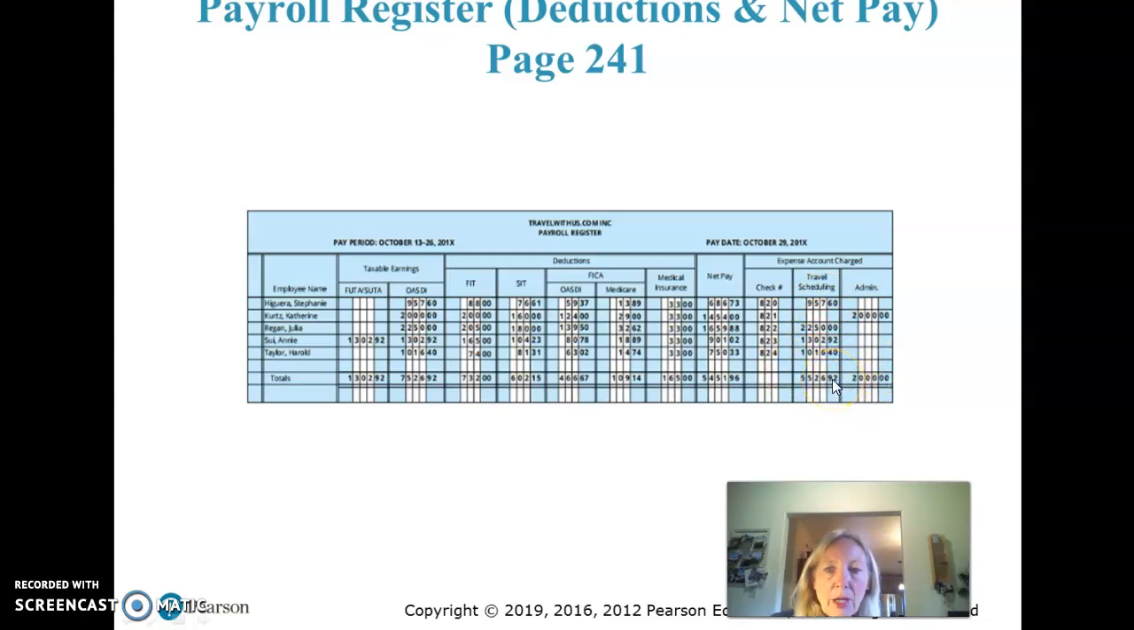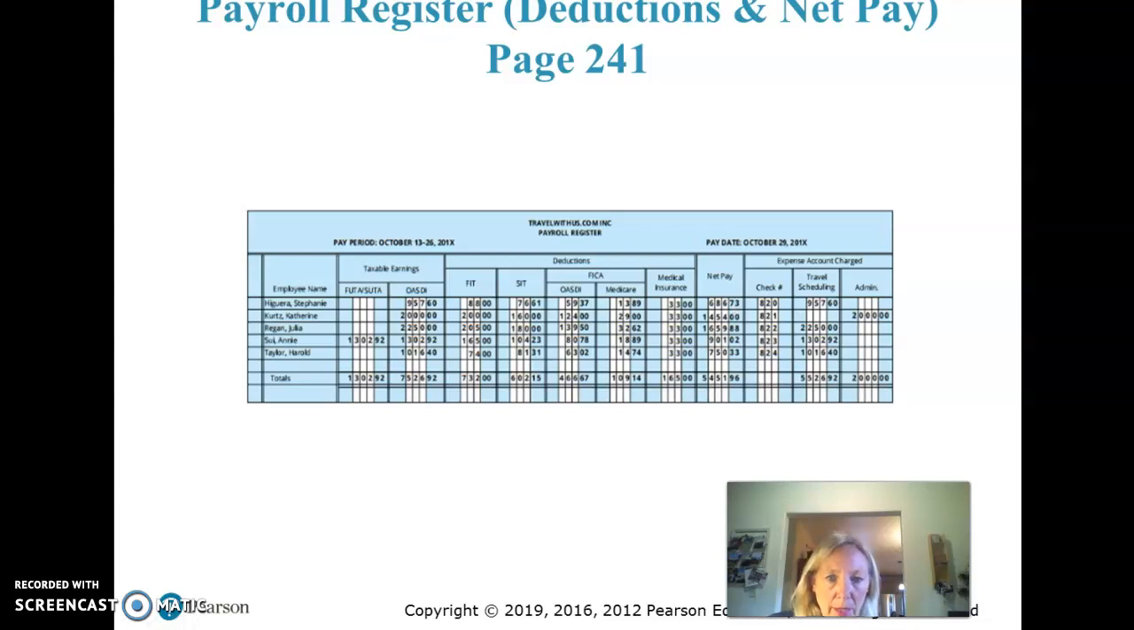That is going to be your payroll expense. Okay, and then you have all your employees' deductions. These are all going to be payables. Okay, so the payables would be federal income tax, state income tax, OASDI, Medicare, and then their medical insurance. If we add all those up and deduct them from their gross pay, then we get their net pay. Their net pay is the actual amount of their paycheck, and that's at the end of the register.